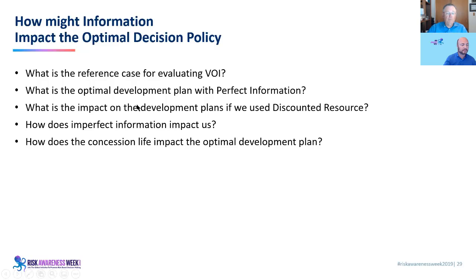And then this third bullet, discounted resource. Oh my goodness. Well, I guess you would never want to really do it on resource. You want to do it on some sort of economic metric. And then once you've identified perfect information as having value, how does imperfect information change? And then how does the concession life in this particular case impact the optimal decision policy? Whether we'll do that or not, I'm not sure, but the model certainly has the capability of doing that.